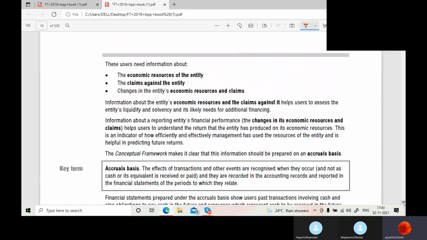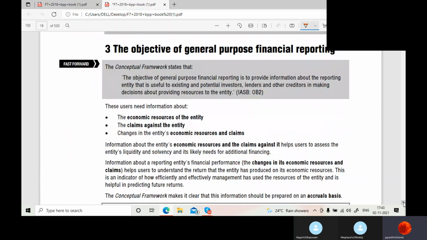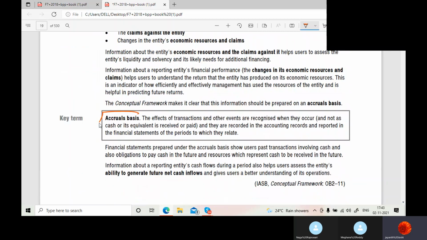We prepare the accounting. See, in the books of accounts, whatever we prepare, on what basis? Accrual basis. What do you mean by accrual basis? Earned but not received. See, accrual basis is nothing but outstandings and prepaids are also shown in the books of accounts. Accounting doesn't take into picture the cash receipt and cash payment aspect.